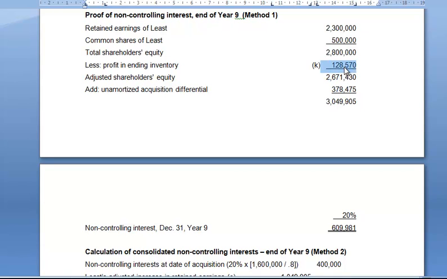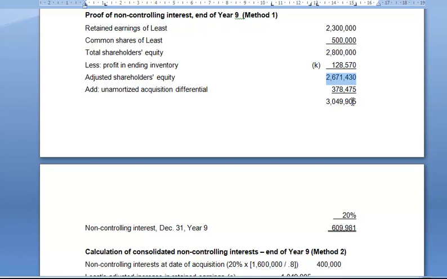Don't forget, that's profit sitting in the ending inventory of Leased, right? Or the ending inventory of Most, because Most hasn't sold it outside. That was what Leased sold to Most. That's the profit on it. So Leased has booked it. It's sitting in Most's inventory, and that's the amount of after-tax profit sitting in that inventory. It needs to be eliminated because at the end of year 9 it hasn't yet been sold.